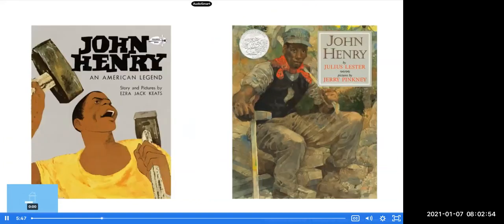We've done some pretty powerful reading and thinking together about both of these texts, and we've gathered lots of our thinking in your journal. Pause here to grab your journal, and then just hit play when you're ready to continue.